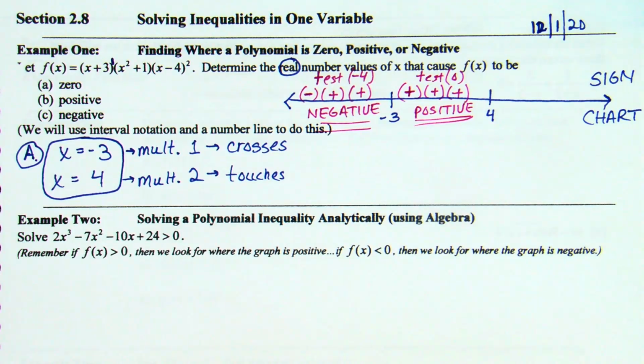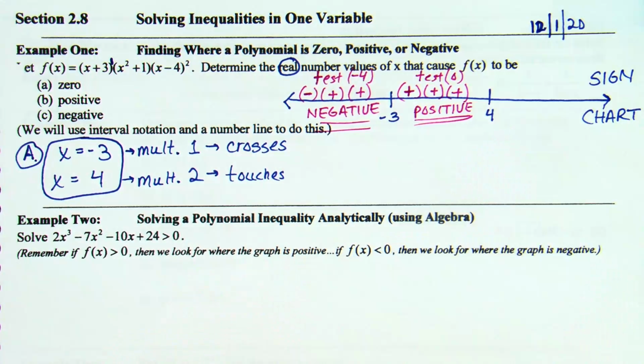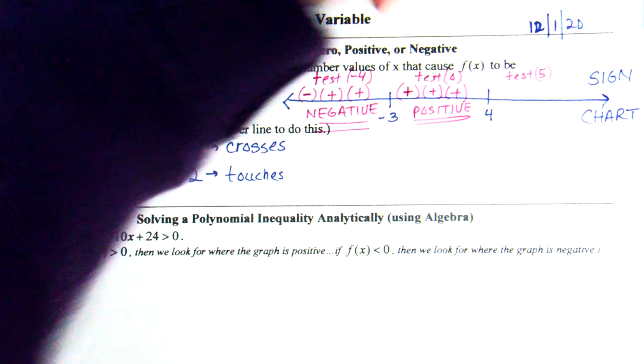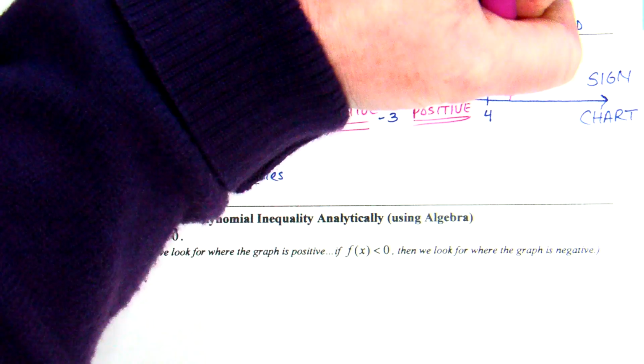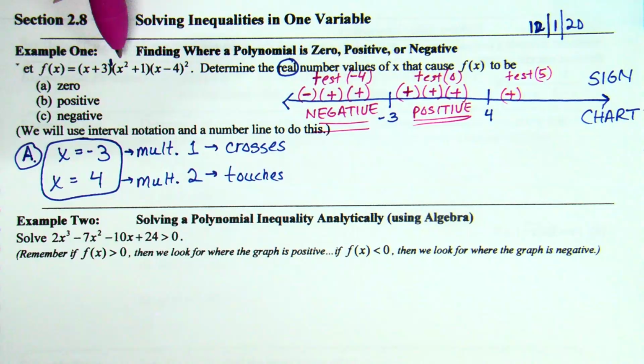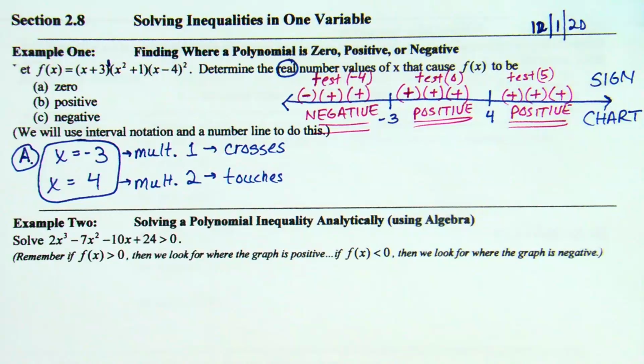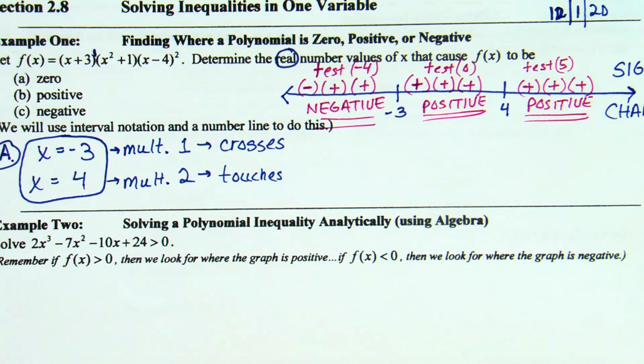And then same thing for this last section. What do you want to use to the right of 4? 5 works for me. You can use any value greater than 4. So 5 plus 3 is positive. 5 squared plus 1, positive. 5 minus 4, positive, and then squared, it's still positive. What's a positive times a positive times a positive? It's positive. And so by setting up this sign chart, we have set ourselves up to answer parts B and C.